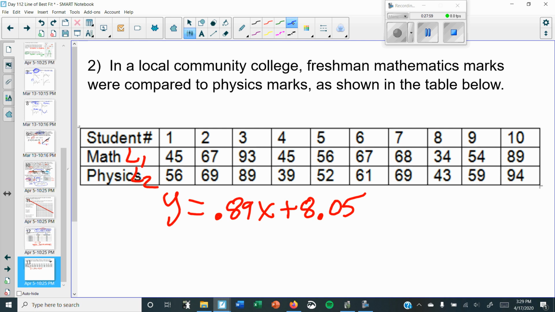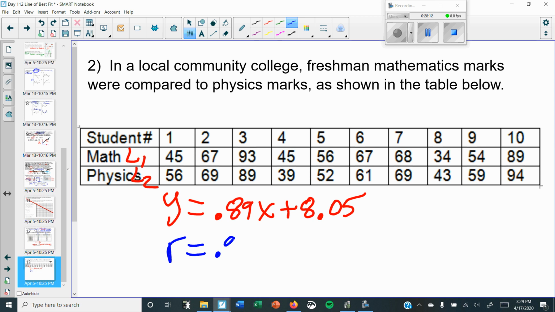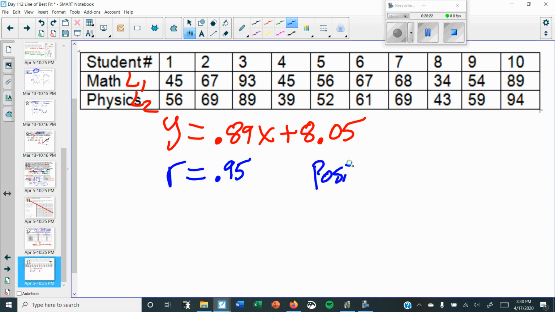But it also said find the correlation coefficient, which is the R. The R. National Pirate Day. R. So you go to the R and it says 0.945. So that 5 tells you to round up. So you get 0.95. But it didn't just say find the correlation coefficient. It says what does it mean? Interpret it. So first of all, is that number positive or negative? It's positive. So we're going to write a positive correlation. But now, if it's 0.95, is that weak, moderate, or strong? And since that's very close to 1, we're going to say it has a strong positive correlation.